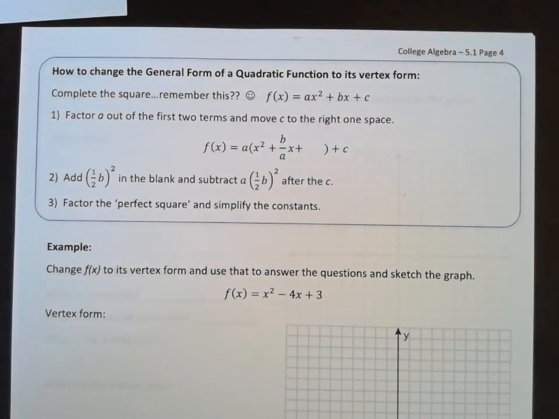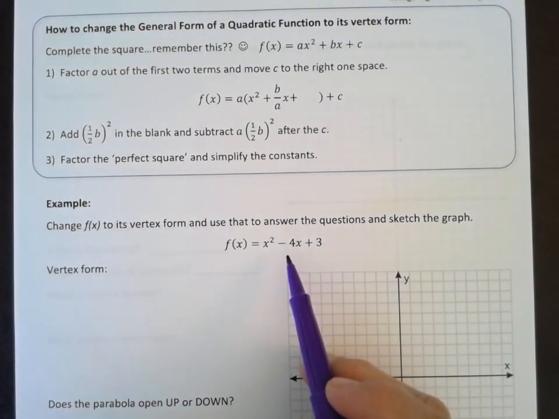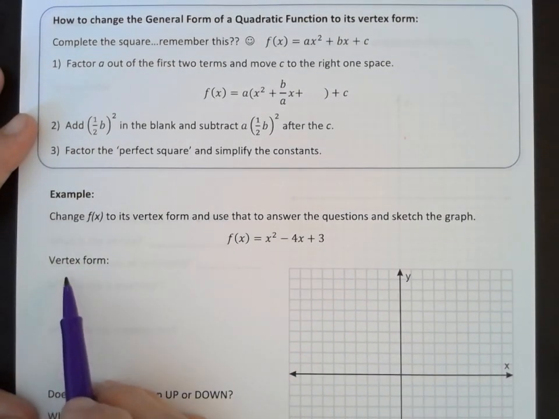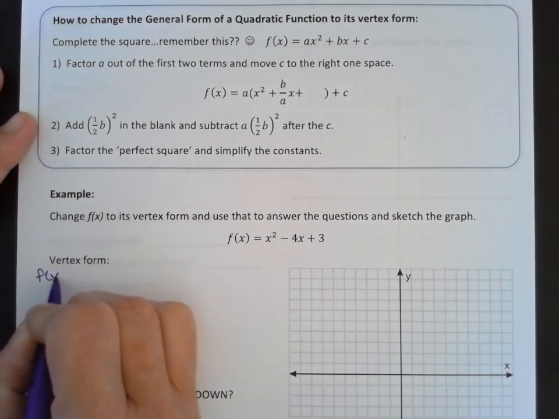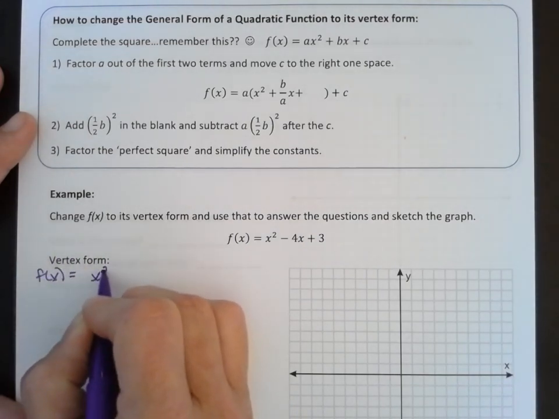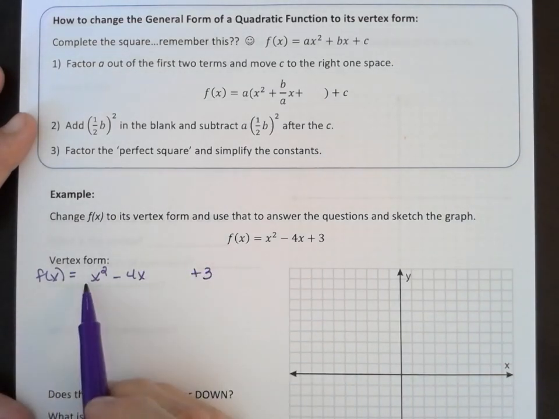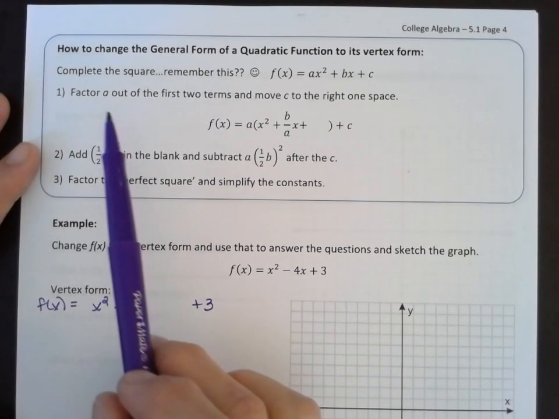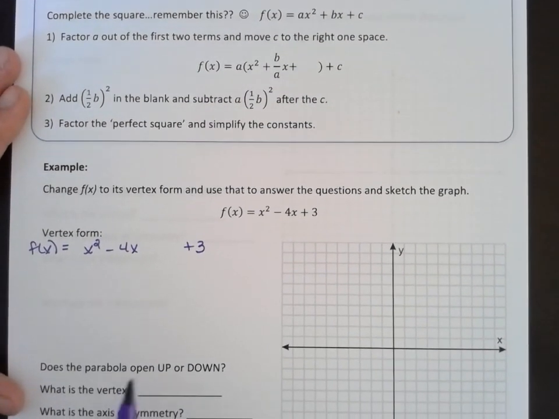So we have this function, f of x equals x squared minus 4x plus 3. We want to write it in vertex form. So this is what we need to do. First thing is make sure a, this number here, is 1. If it's not, we have to do that first step up there: factor a out of the first two terms. We'll do one of those in just a minute though.